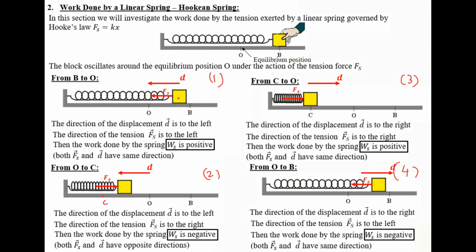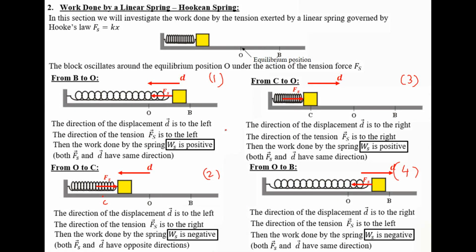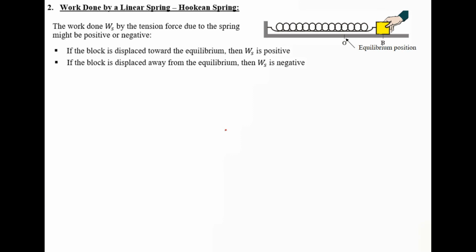The work would be positive whenever the spring is moving toward the equilibrium position, which is O, and this happens in the first and the third quarter if we started from the point B, which is indicated here. However, if the block is moving away from the equilibrium position, the work done by the spring would be negative. So let me do a recap. If we're moving toward the equilibrium position, the work done by the spring would be positive. If we're moving away from the equilibrium position, that would be a negative work. And this is represented here. If the block is displaced toward the equilibrium, then the work is positive. If the block is displaced away from the equilibrium, then the work is negative.